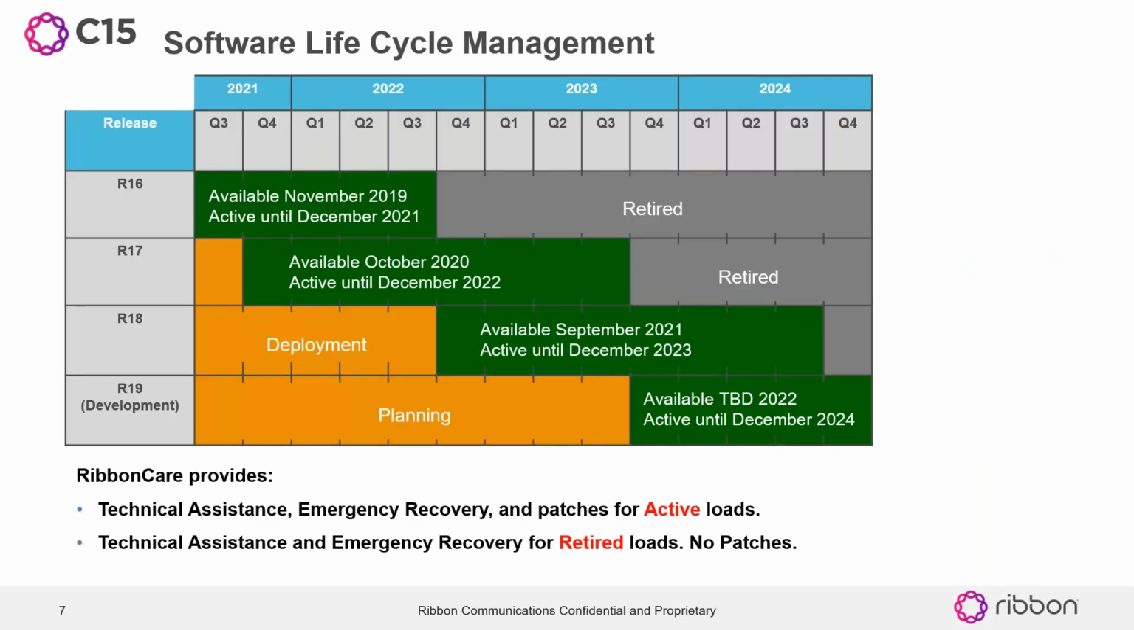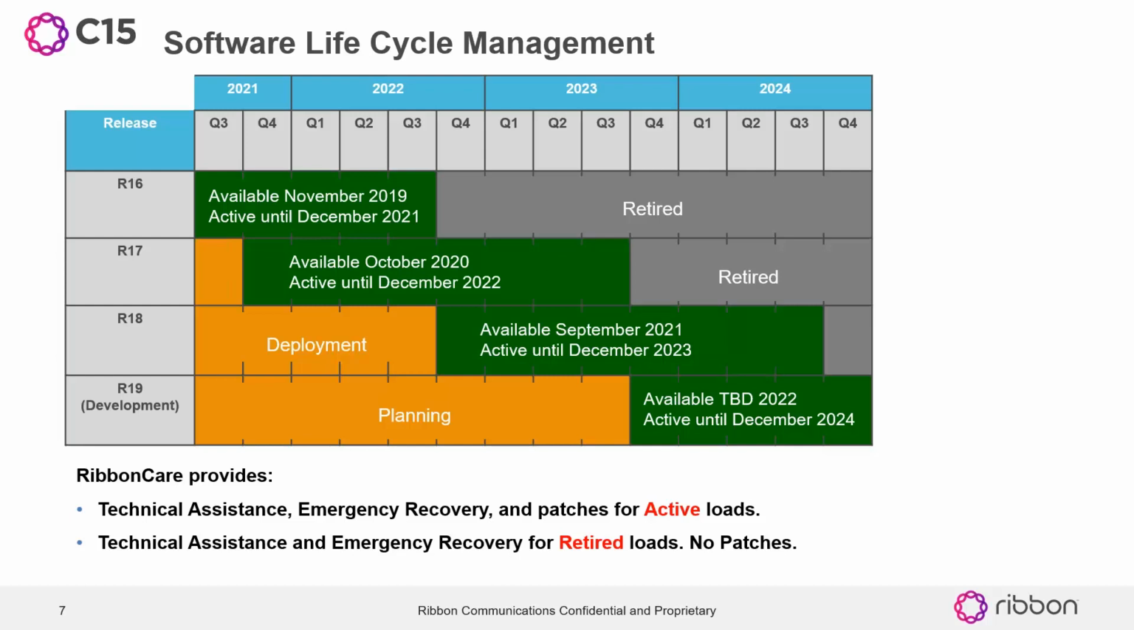All right, our life cycle for C15. I've been using this chart for years and just update the timeline on it. I mentioned earlier, Release 16 retires at the end of this month. We have put out our last patch for Release 16. Rel 17 will live for another year, and Release 18 went generally available on September 17th. It will live until December of 2023, and we are already in the process of developing Release 19.